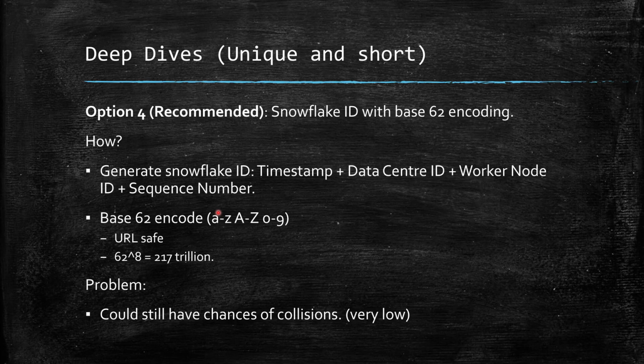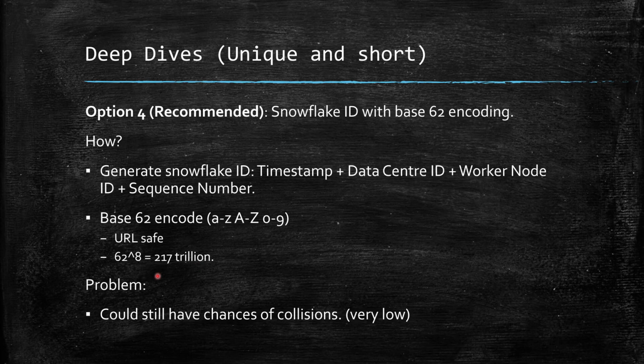For Base62 encoding, what happens is we take the characters a to z, then capital A to capital Z, and from 0 to 9. We take all these characters and encode our Snowflake generated code into a URL safe code. And talking about the number of possibilities with 8 characters: it is 62 to the power 8, which is 217 trillion URLs you can generate.